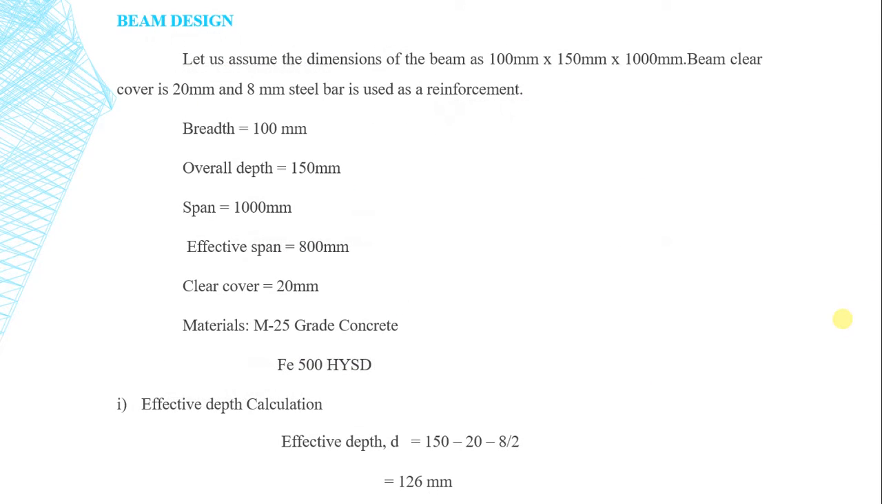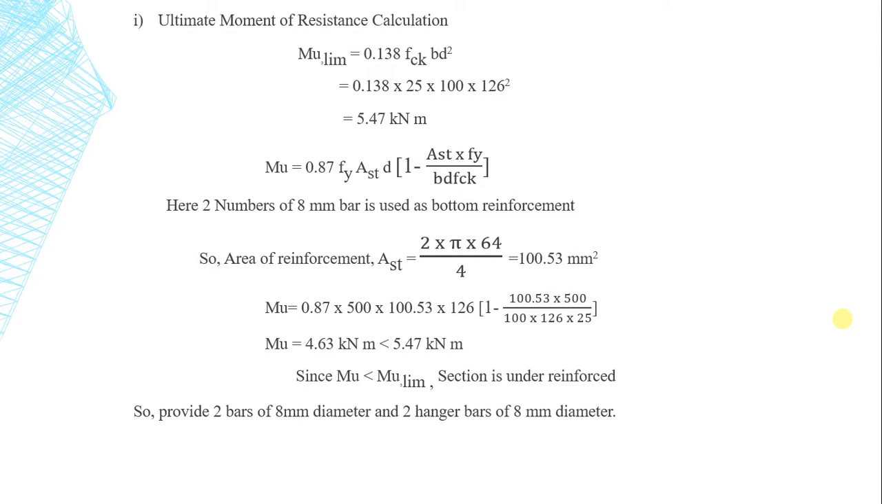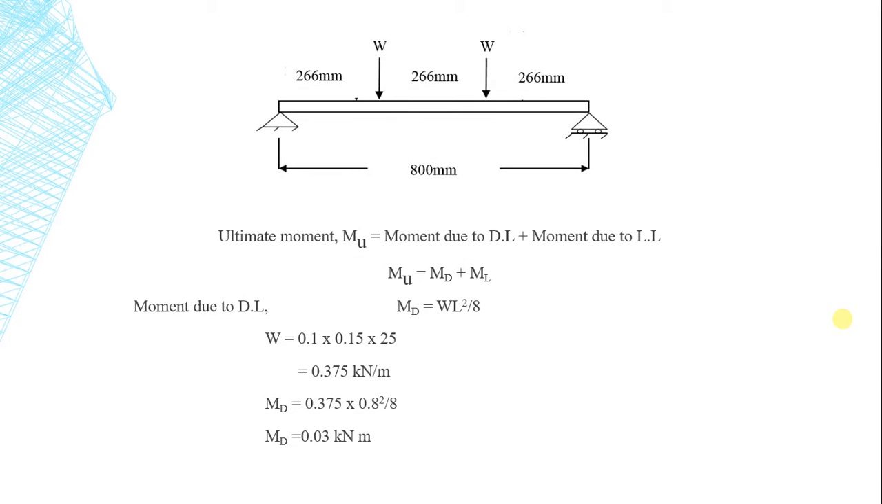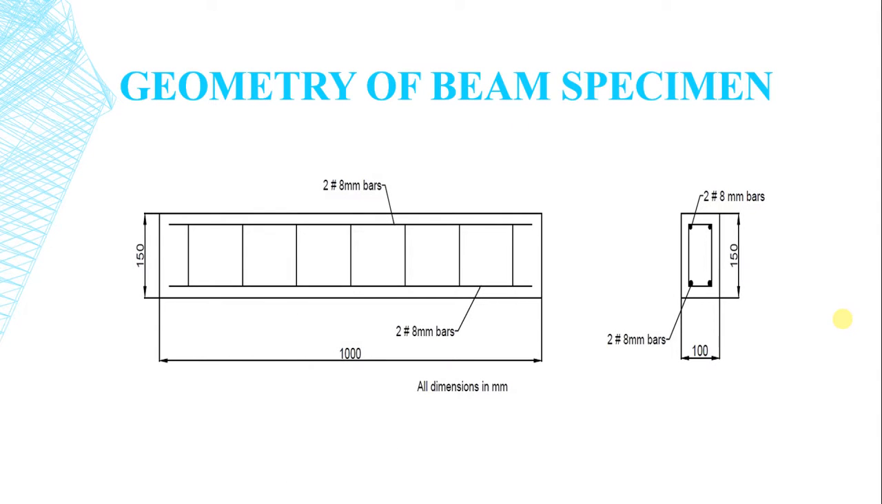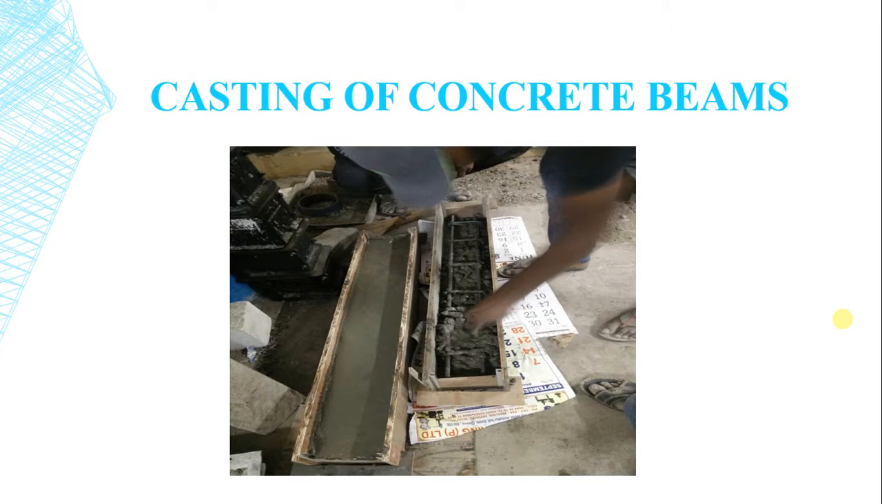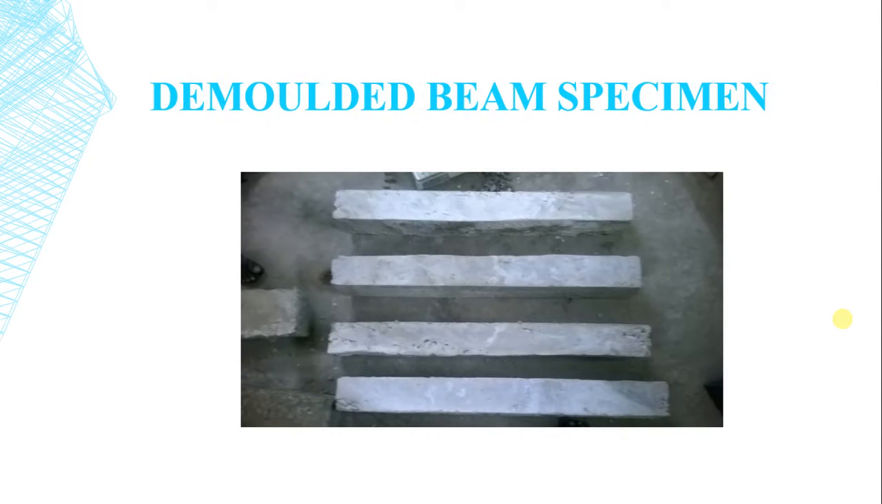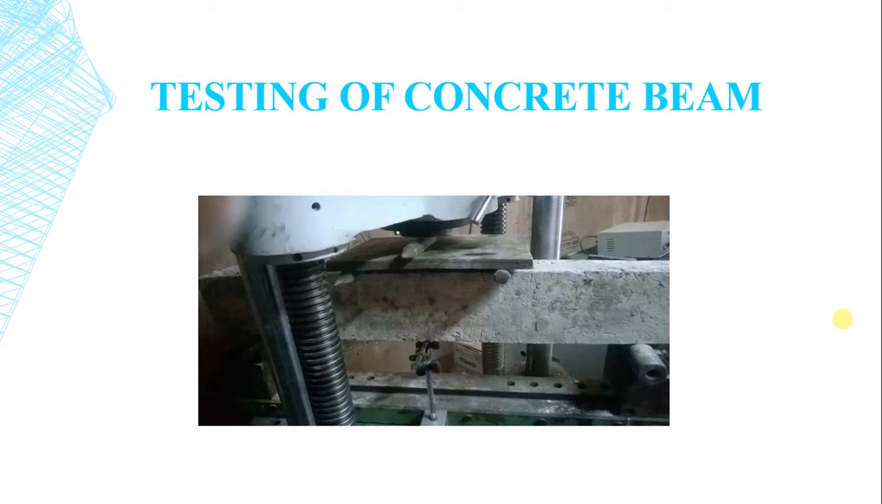The beam design. The breadth of the beam is chosen to be 100 mm and the overall depth 150 mm, with a span length of 1000 mm and clear cover of 20 mm. The geometry of the specimen is shown in the figure, which has two numbers of 8 mm diameter bars at the top and two numbers of 8 mm diameter bars at the bottom, with two-legged ties. Casting of concrete beams is shown here. Demolded beam specimen. Testing of concrete beams.